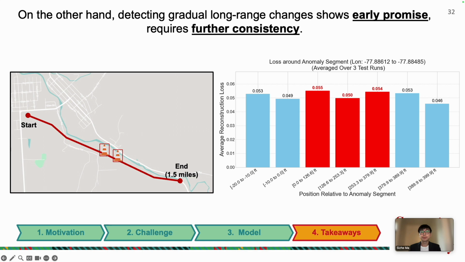For more gradual long-range changes, our results show early promise, but they also highlight the need for more consistency. As you can see, while some anomalous sections do have a higher reconstruction error, the pattern is not really that consistent compared to these more transient defects.